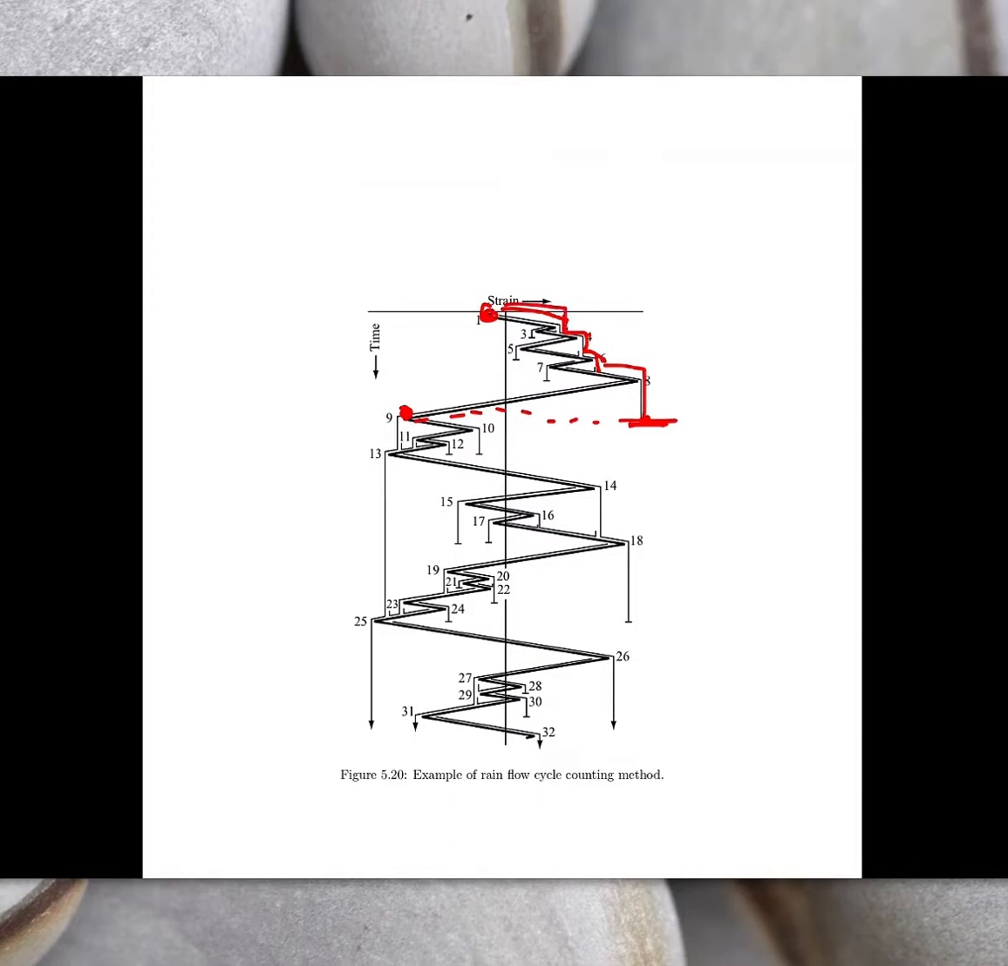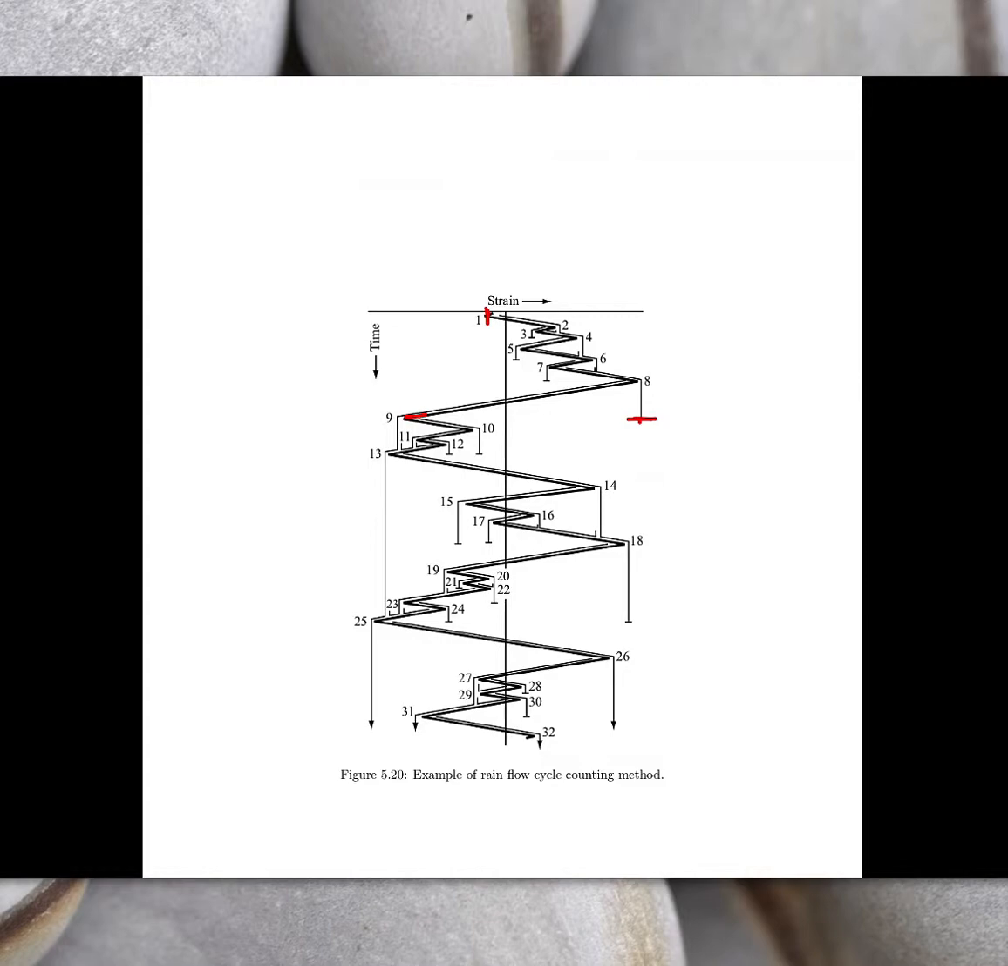So you can see all of this here is half a cycle. From here to here is half a cycle. So we're done with rule number 1. You start from a valley and you stop opposite another valley that is deeper.